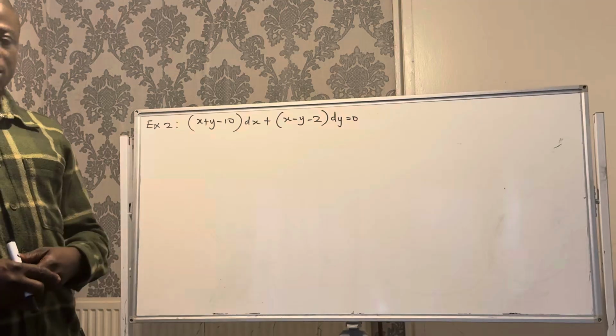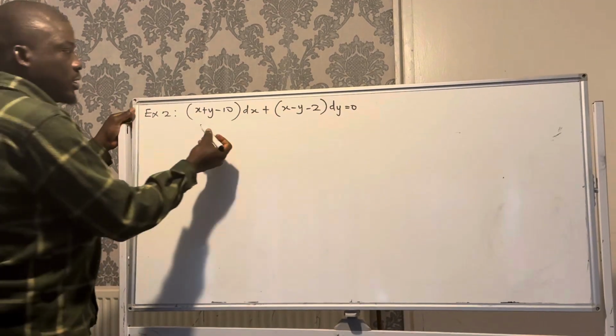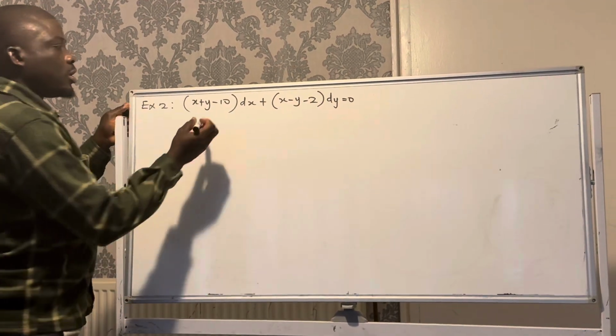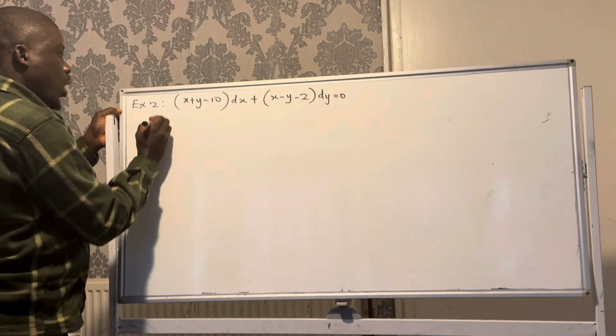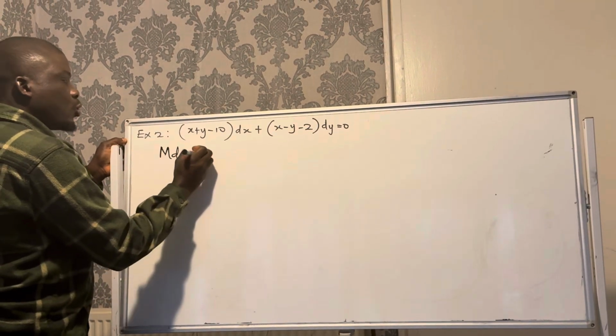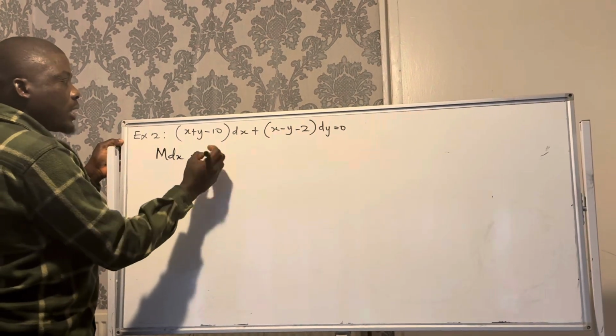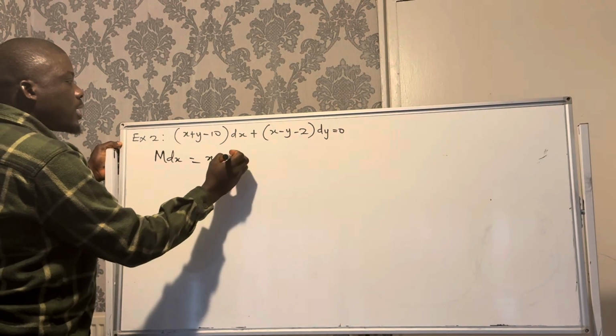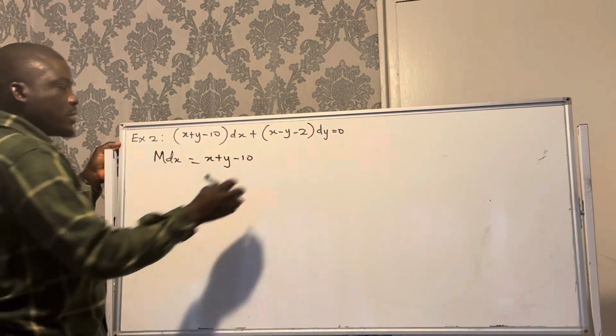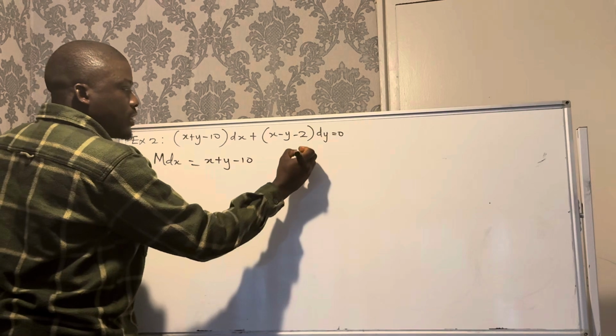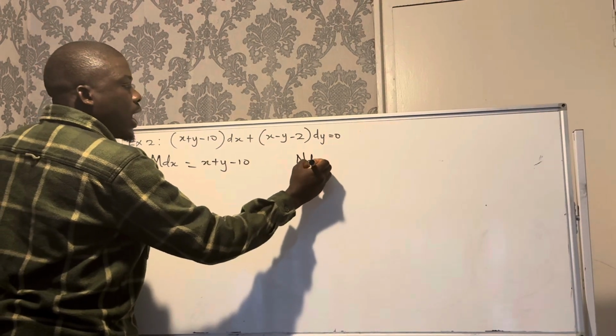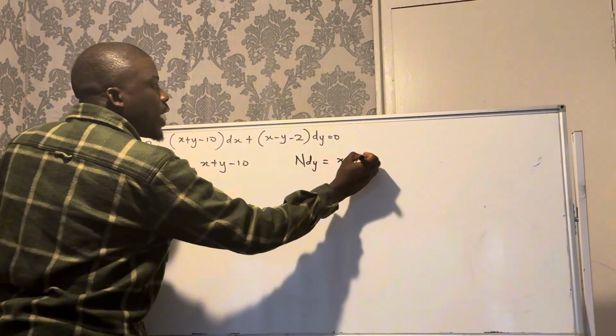Thank you. Let's solve this second example on exactness. So we have a similar question on the board. So we denote this as our m. So our m ds will be equal, the first one is our m, and that will give us s plus y minus 10. So the second one here is our n. So our n dy will be equal to what? s minus y minus 2.